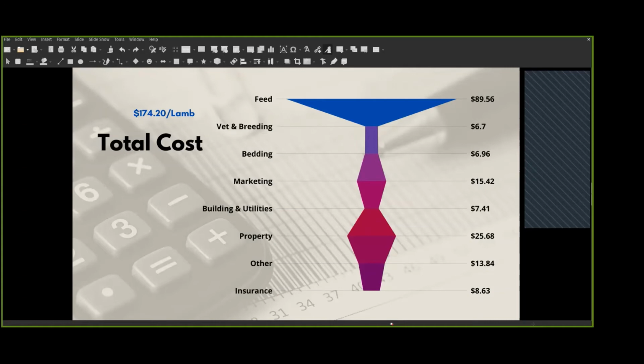Property, which is $25.68, I've got my mortgage cost and property taxes. They kind of go hand in hand. Our mortgage cost is pretty minimal. We're fairly fortunate that way. I think it's $1,400 or something. It's not a big number in the grand scheme of things. Insurance is much higher. And then building repairs and utilities, it's $7.41.